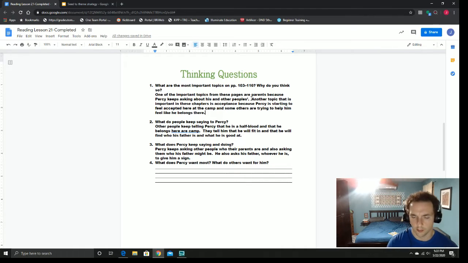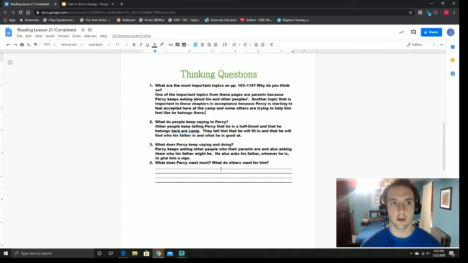All right, so between what people keep saying to Percy and what Percy keeps saying and doing, we can find some of the topics in these chapters. And I think there's one more big topic that kind of ties these two things together. What does Percy want most, and what do others want for him? I think if we think about that, that'll point us to one last topic that might even be the most important topic that connects all of these things together in these chapters. So go ahead and take a few minutes to think about what Percy wants most. Go back and dive in. Use the other questions about what he keeps asking and saying to help you.